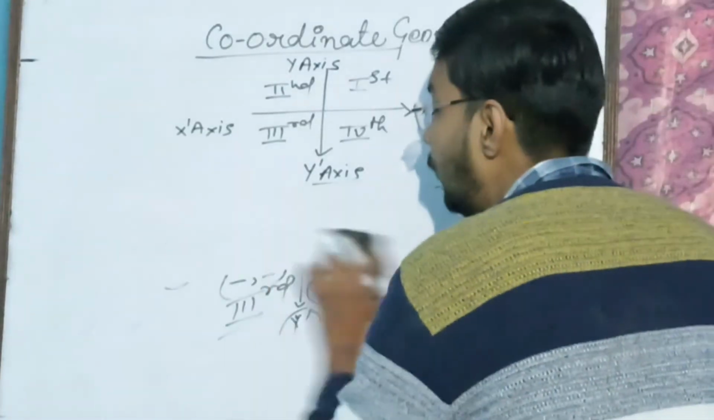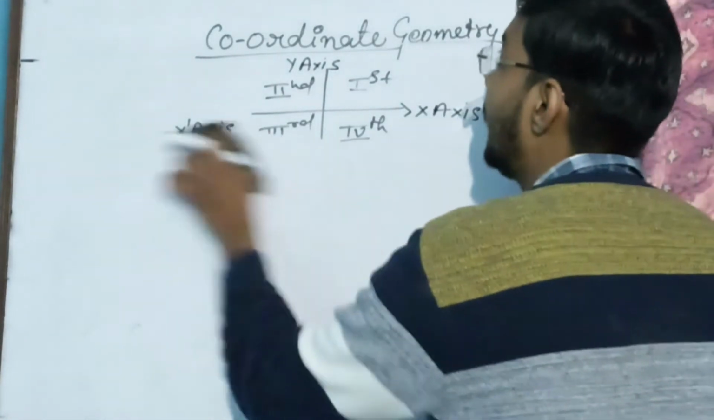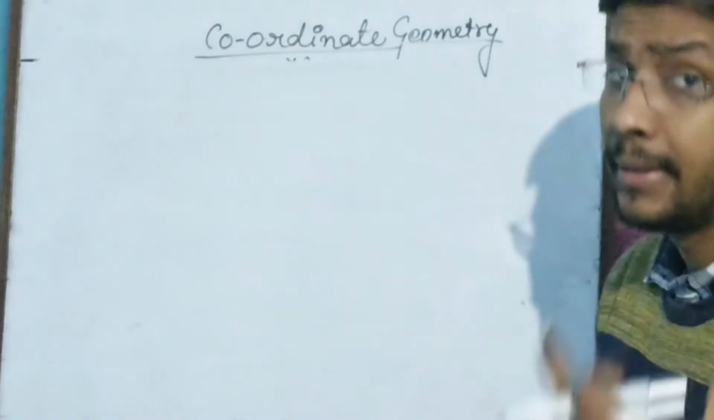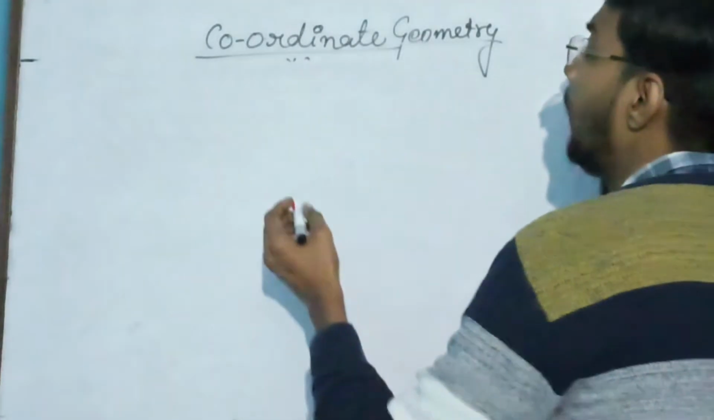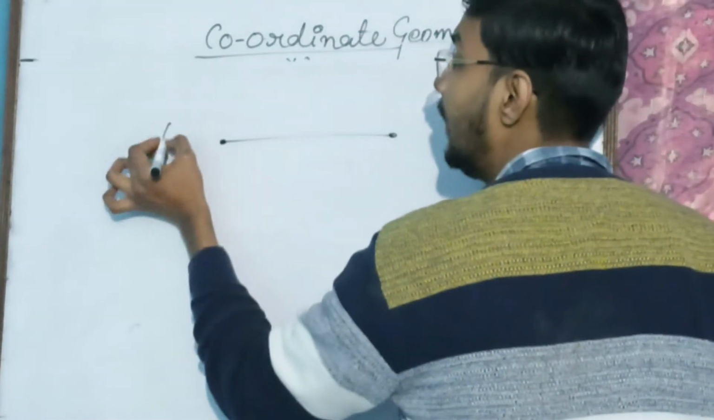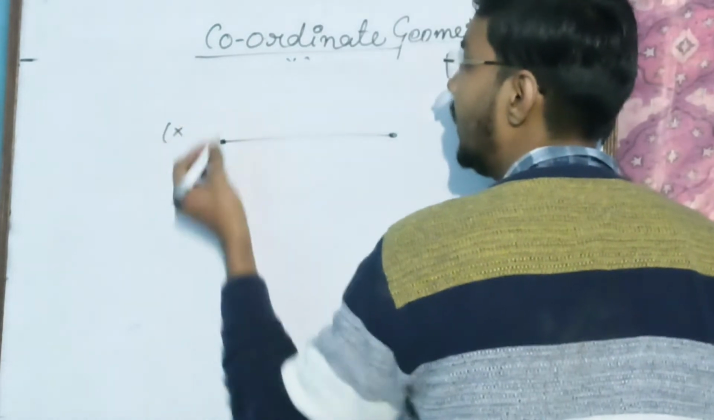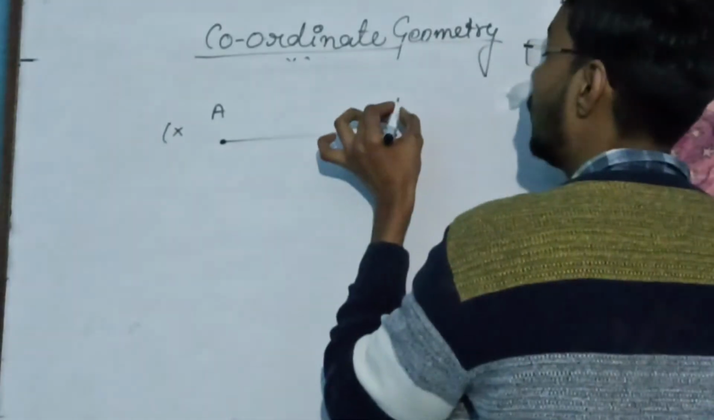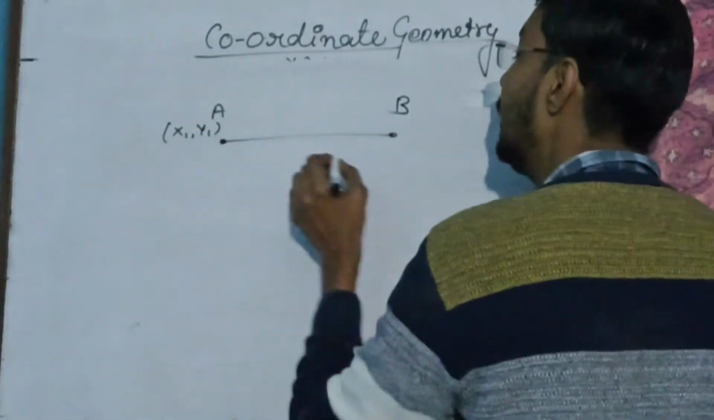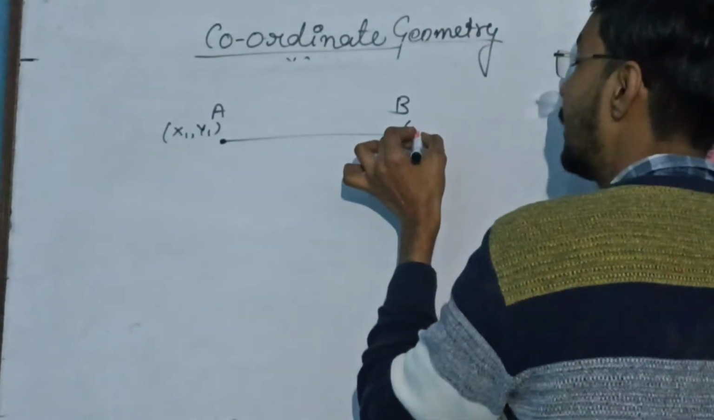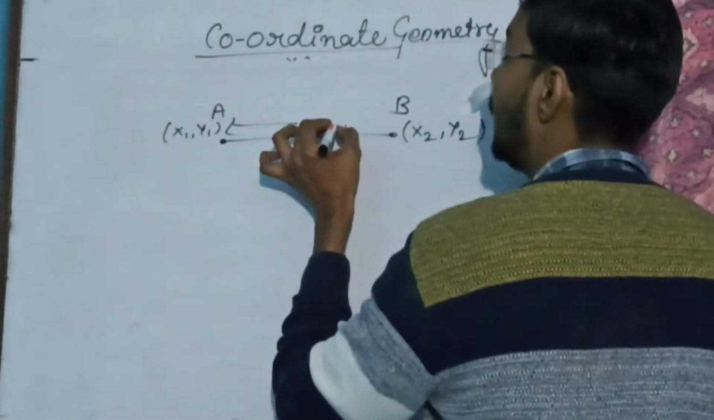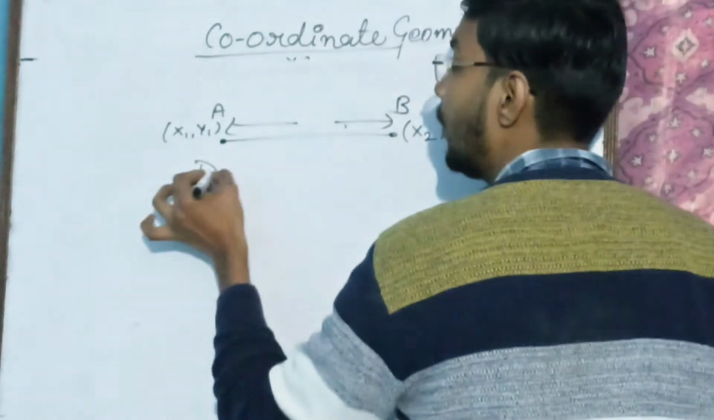Now we will come to the basic formula related to coordinate geometry, which is called the distance formula. Suppose I have plotted a line and I name this point A and this point B. I have taken the point A as x1 comma y1 and the point B as x2 comma y2. The distance formula gives the distance between these points.